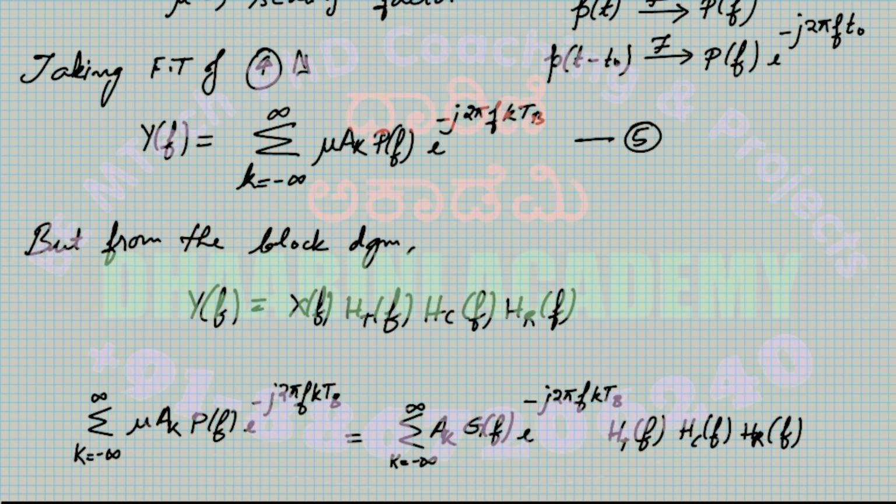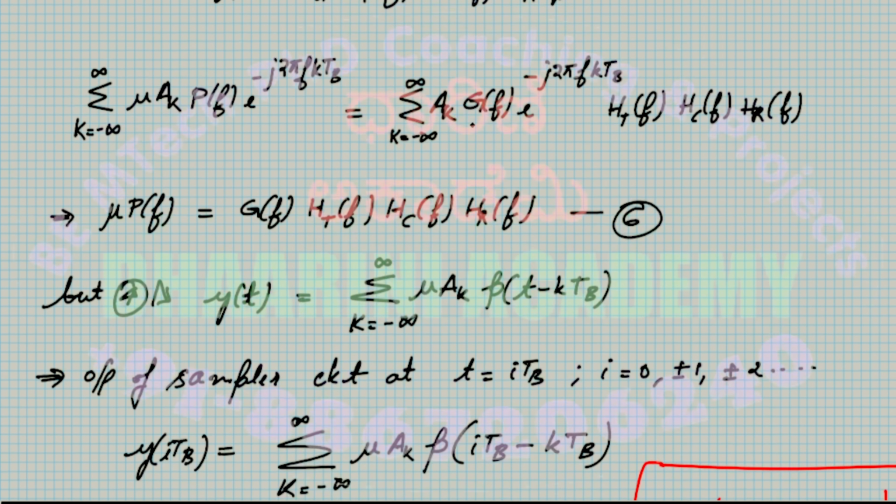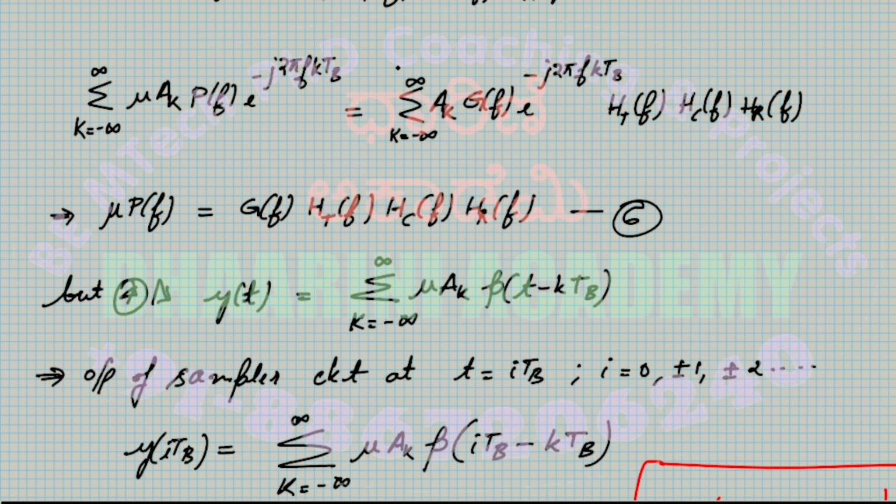Substitute, right? From all the previous equations, the left hand side, meaning equation number 5, I'll substitute from there, and I get a summation representation in this way: summation from minus infinity to infinity, mu a_k P of f e to the power minus j 2 pi f kT_b. Direct substitution from the right hand side of equation number 5. Similarly, X of f is written in another form of summation, k from minus infinity to infinity. See the original signal, right? So a_k is there, a_k G of f, the shifted function, so e to the power minus j 2 pi f kT_b.